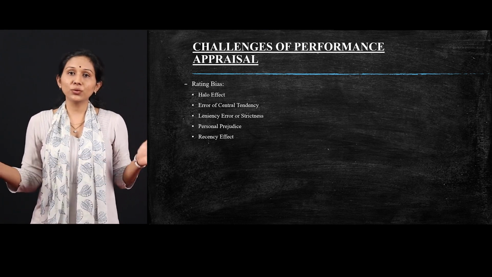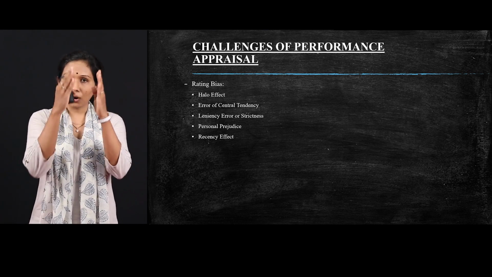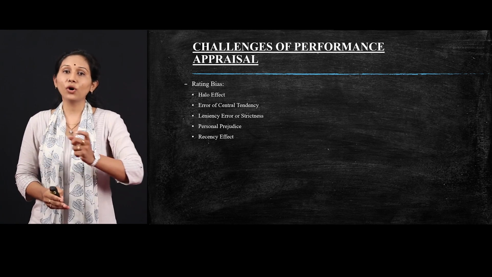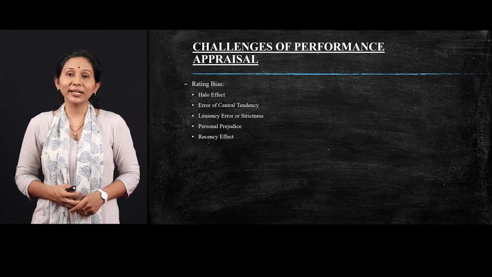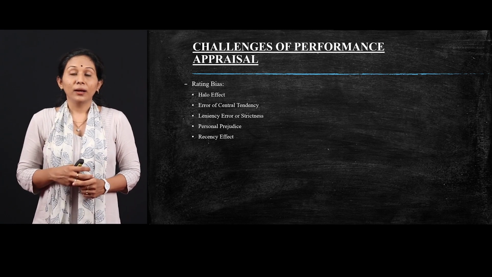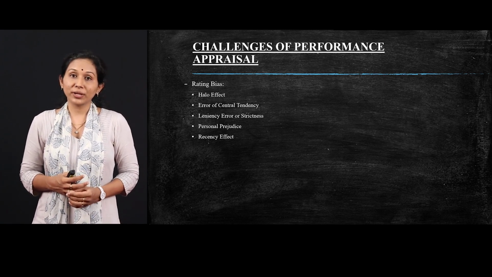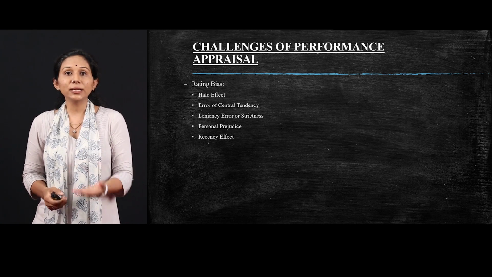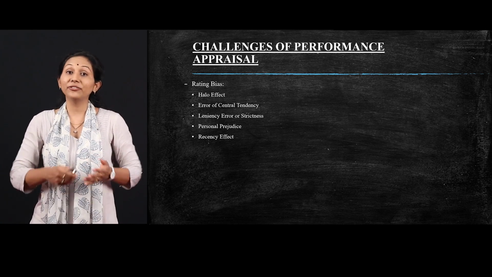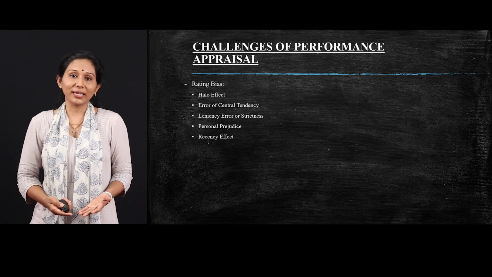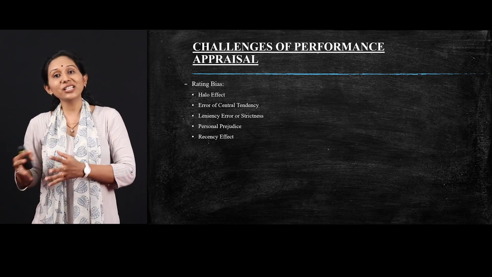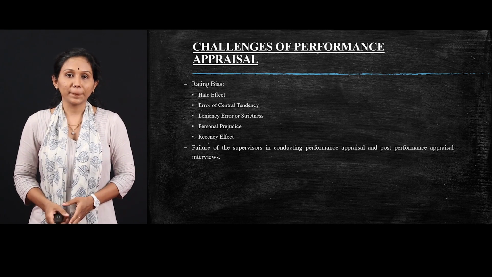That is, on a scale from 1 to 5, all of the ratings would be 3 or maybe 3.5 or related scores. The error of leniency or strictness, that is, rater rating the performance of their subordinate very leniently, that is, giving full marks or full ratings or full rankings, or being very stringent or strict with the rating.